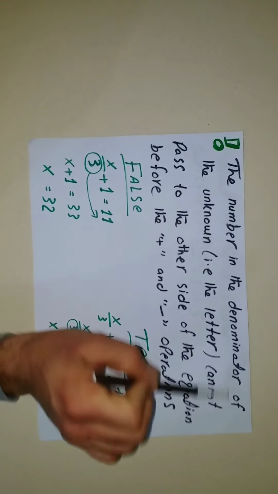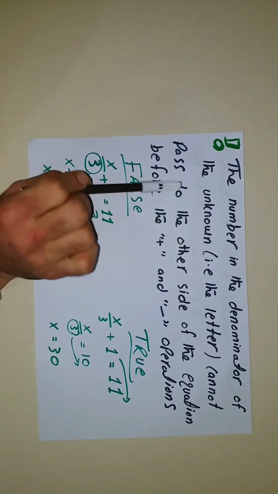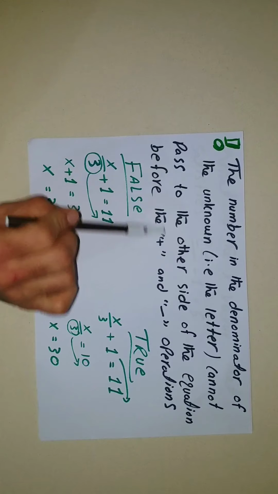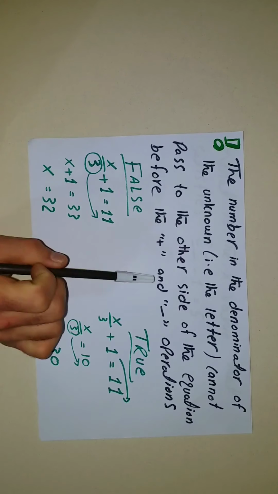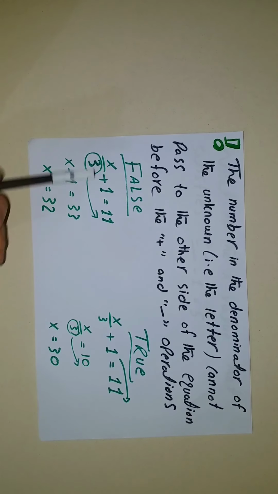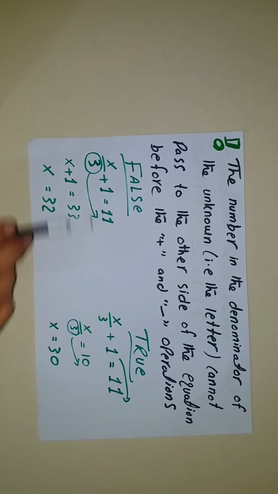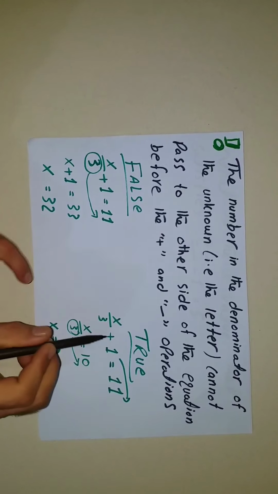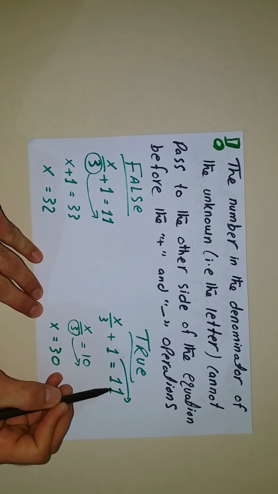The number in the denominator of the unknown, the letter x, y, z, cannot pass to the other side of the equation before the plus and minus operation. There is false and true. I have solved it both true and false. So like this. Now x divided by 3 plus 1 is equal to 11.